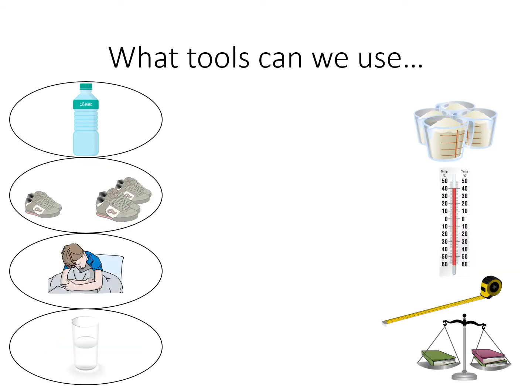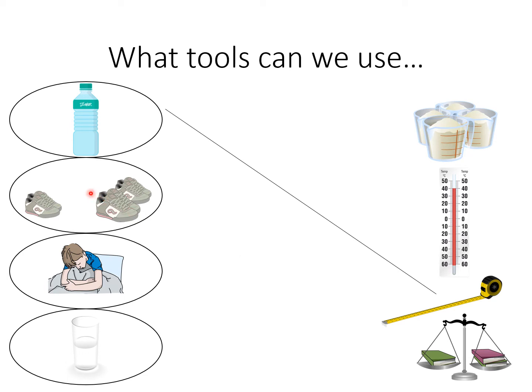Okay, let's see. So I have a water bottle. What tool can I use to measure a water bottle? Let's see. I can use the measuring tape. The measuring tape can measure the water bottle, and I can even measure around the water bottle because the measuring tape can bend.